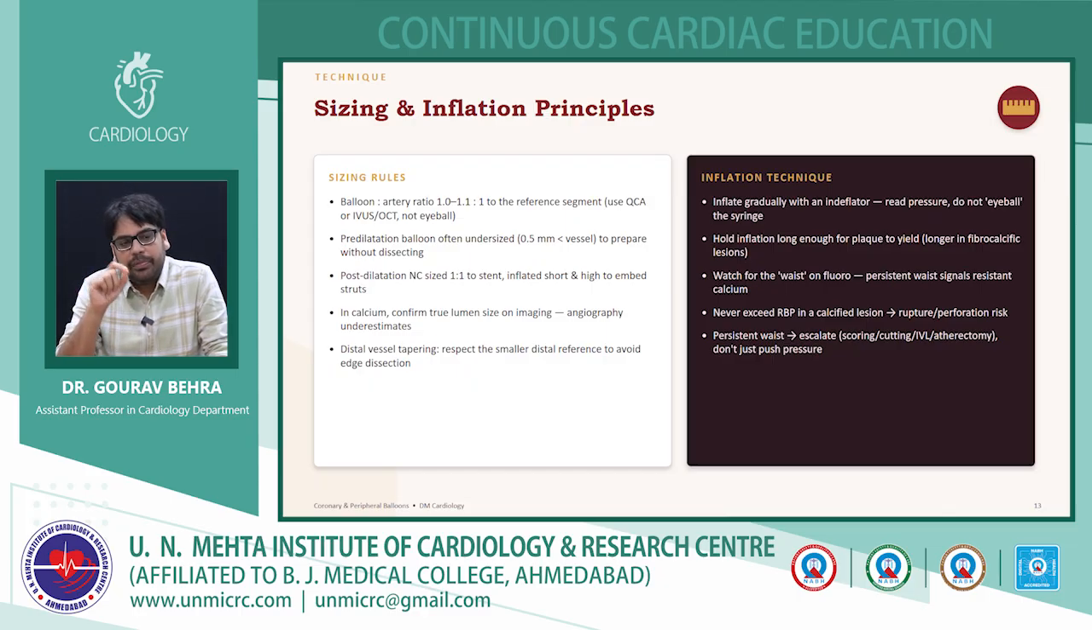So when you are doing predilatation, ideally you should take 0.5 to 1 mm less than the size of the reference diameter to prevent dissection and for proper predilatation. Post-dilatation should always be done 1:1 with the stent, and there should be short, high-pressure inflation to embed the struts. That means 1:1 for the non-compliant balloon, and usually 0.5 size lower than the reference in predilatation.